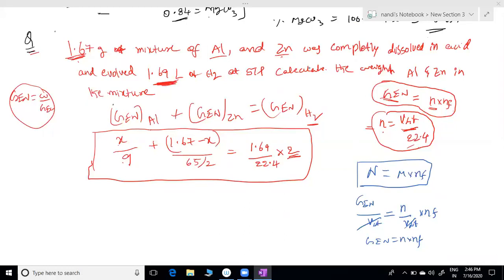What is the x value? The x value we get here finally is 1.25 grams. Then y you can subtract: 1.67 minus 1.5, 0.2. Is it correct? Check.